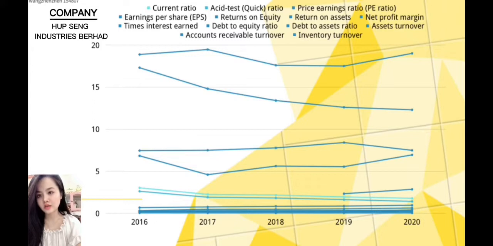Earnings per share declined from 0.062 to 0.05 from 2016 to 2020. The price-earnings ratio rose from 18.87 to 19.46 from 2016 to 2020, but rose from 17.5 to 19 from 2019 to 2020.